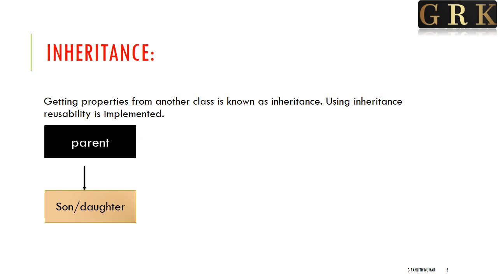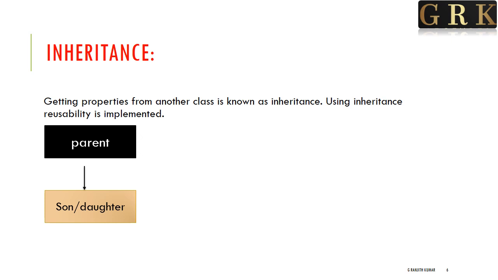Redundancy means the same thing will not be created again and again in different classes. Already some features, meaning some properties, will be available in one class. From that class, all different classes can get those properties without redefining. So this concept we call inheritance. Inheritance is a process or mechanism of getting properties from another class. One class is giving properties and another class is taking properties.